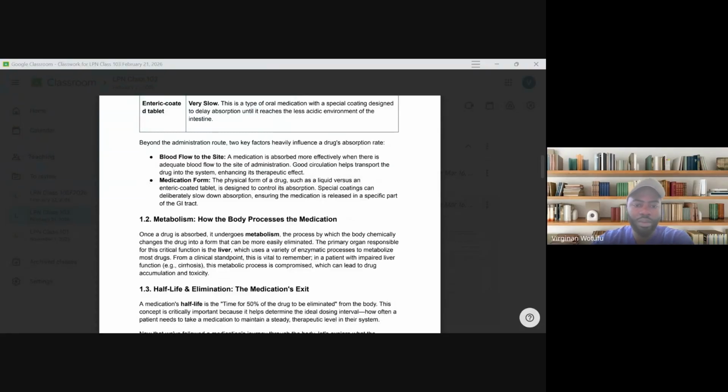And looking at metabolism, how the body processes the medication, the primary organ is the liver, right? So we have to pay attention to liver function. If you have a patient with liver cirrhosis, this will affect metabolism. If the patient cannot metabolize the medication or clear it out promptly, it can lead to a buildup of the medication, leading to toxicity. Okay.